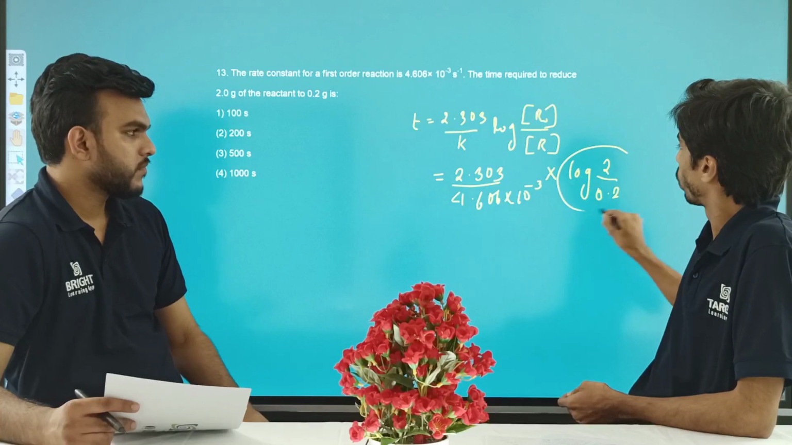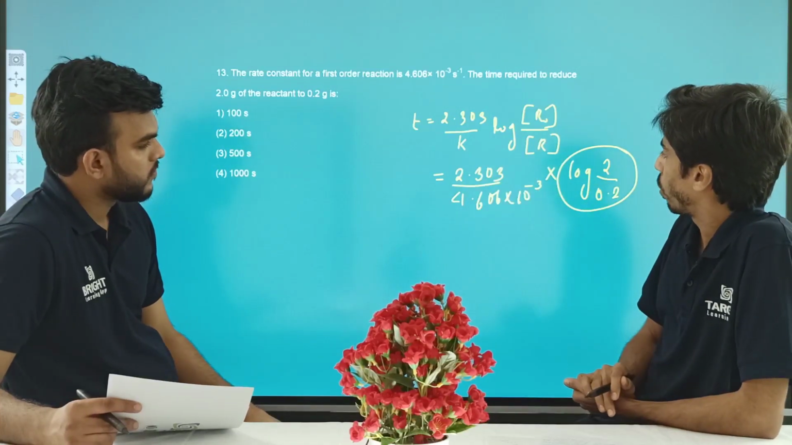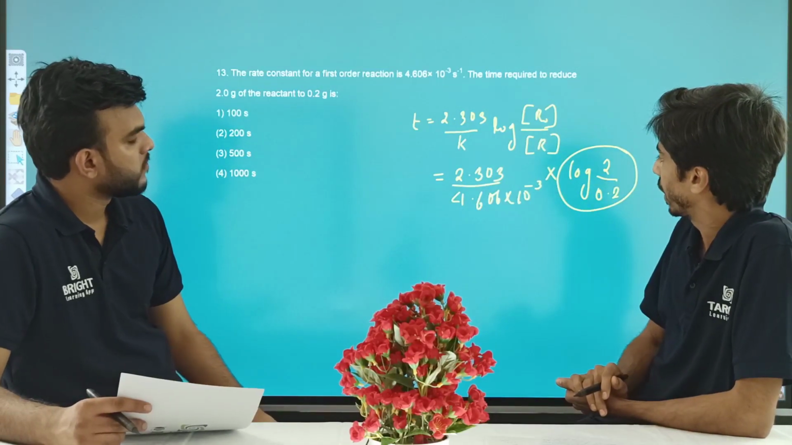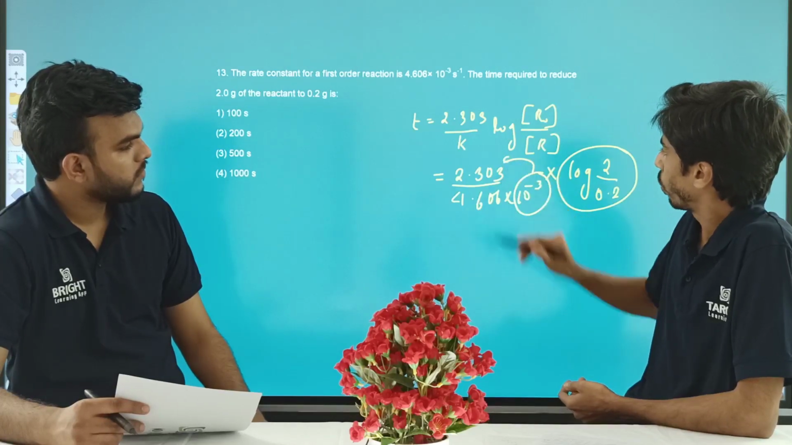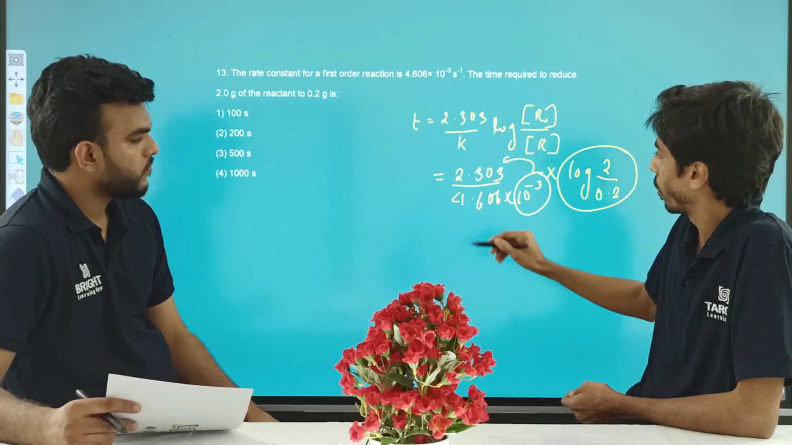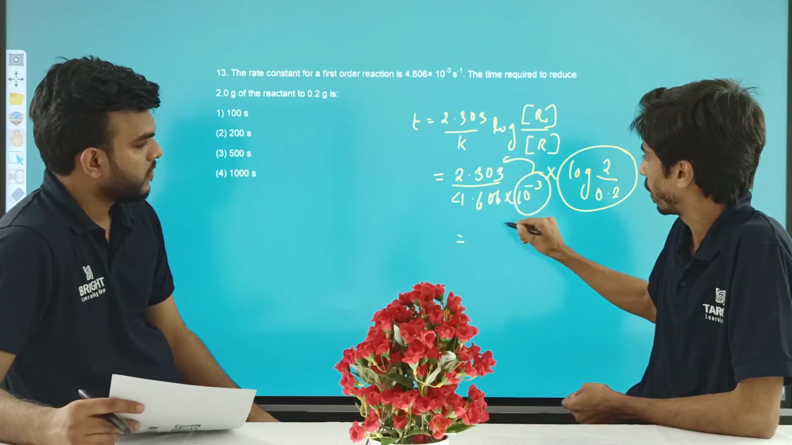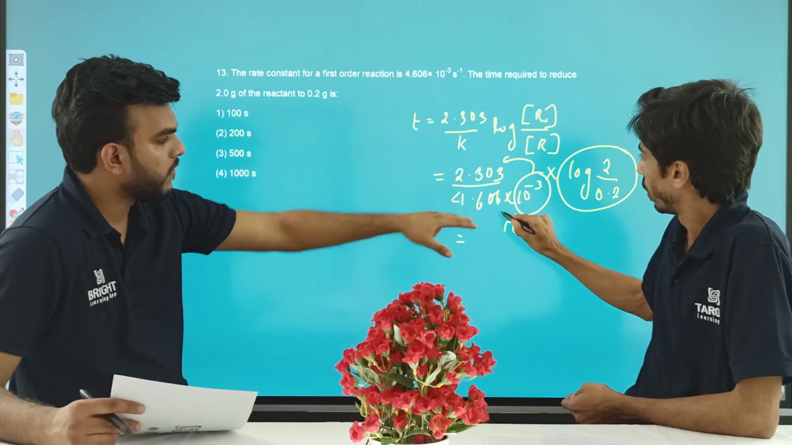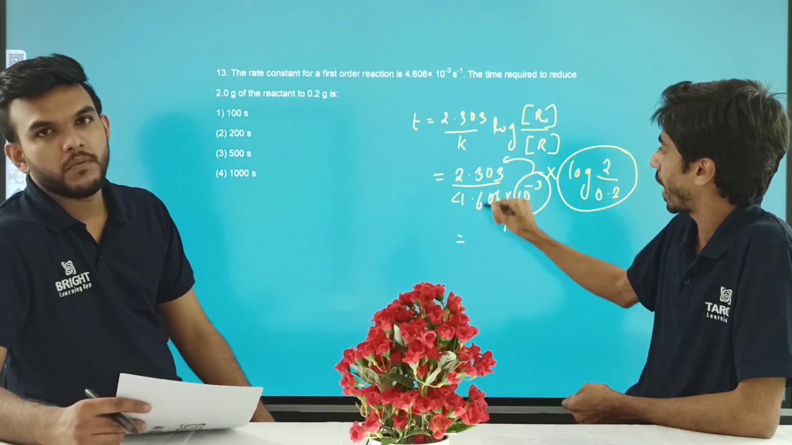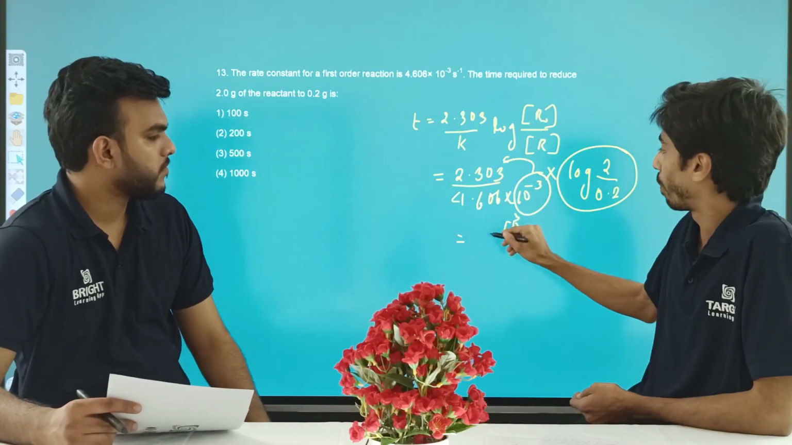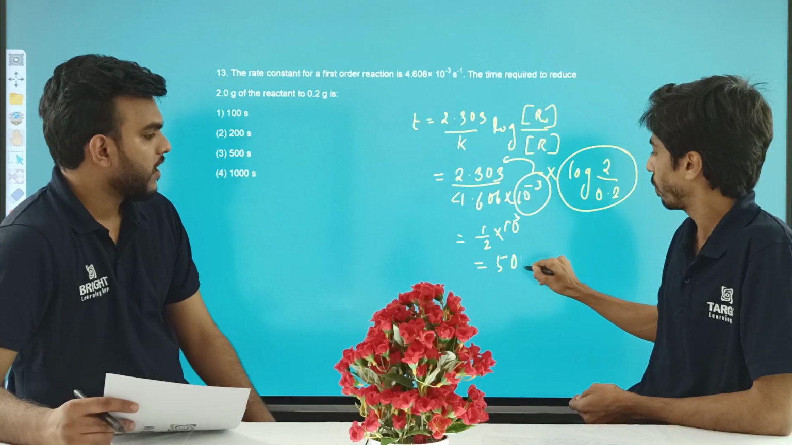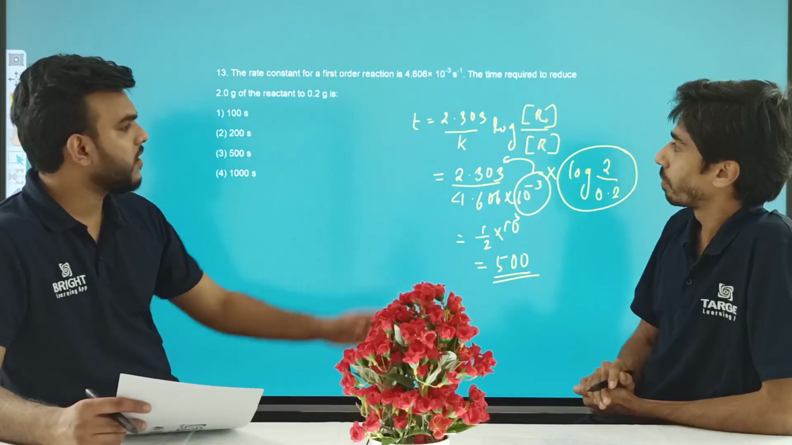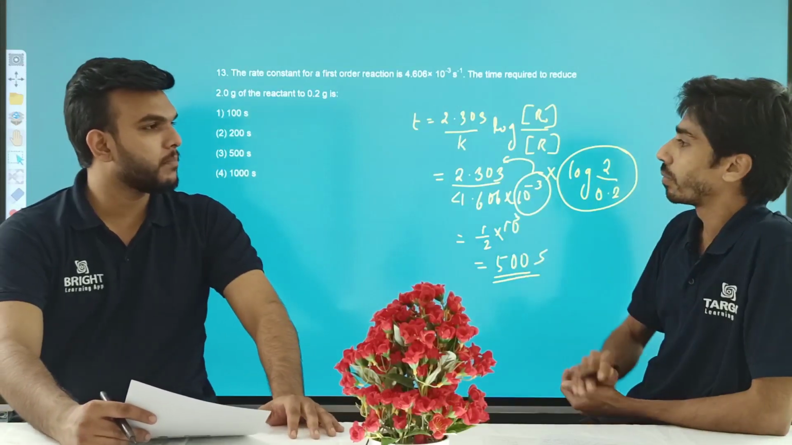So this is your answer: 2.303 divided by 4.606 into 10 power minus 3. Now we'll take this 10 power minus 3 to the numerator, so that will become 10 power 3, that is 1000. And 2.303 divided by the exact double of 2.303 will be 1 by 2. So 1 by 2 into 1000, the answer will be 500. Very direct question, and this type of question is always asked in the public exam level also.